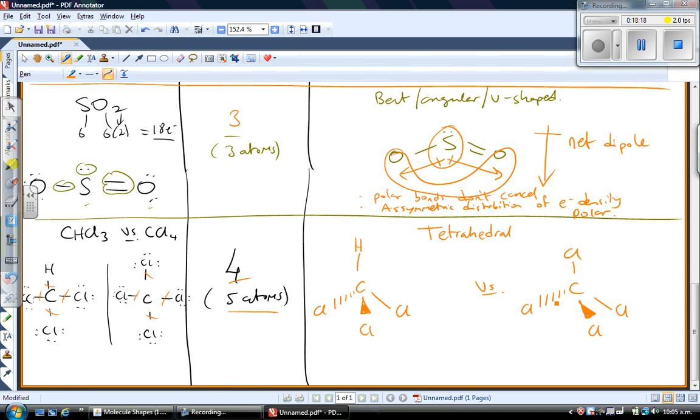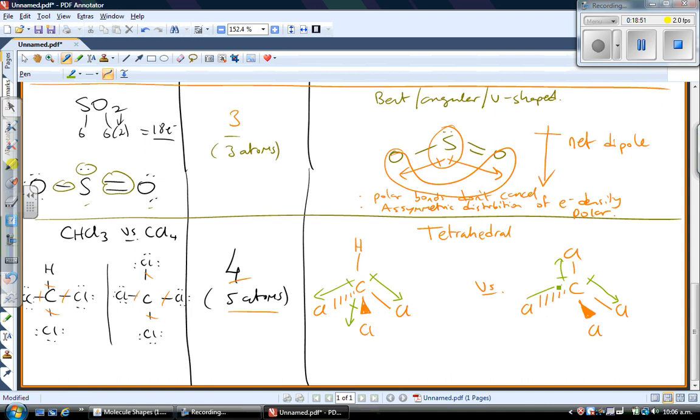A common question you'll be asked in exam papers is to decide which of these 2 compounds, CHCl3 or CCl4, is a polar molecule overall. I'll use a green color this time. Both compounds have polar bonds. The CHCl3 has 3 polar bonds, whereas the CCl4 has 4 polar bonds. The difference between carbon and hydrogen is not significant enough to say that you have a polar bond.